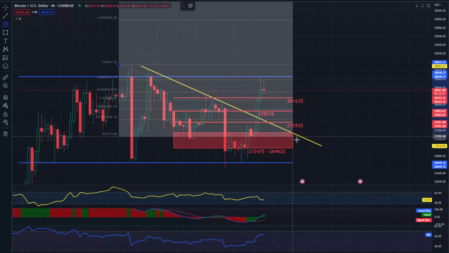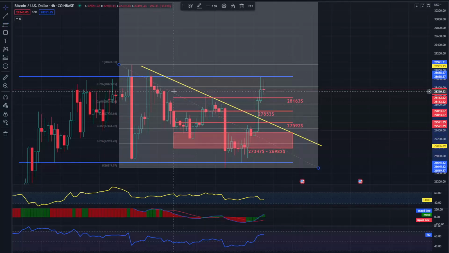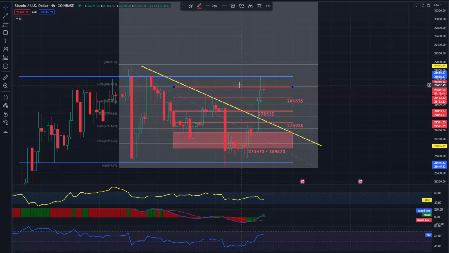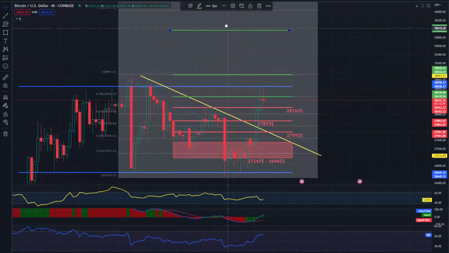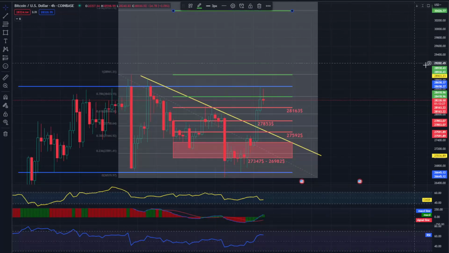Looking the other way, in a similar way using the fib retracement tool, we can determine the places of resistance. First, we have very strong resistance at $28,419, second resistance at $28,930, and third resistance at $30,427.